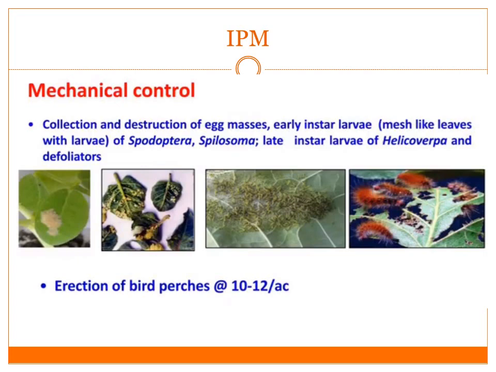For mechanical control, of course, we can do collect and destruct, and also do the erection of bird perches. And weeds also growing around the field should be destroyed. And during the flowering stage, like I said a while ago, we need to erect some bird perches so that birds can sit on them and hunt the caterpillars.